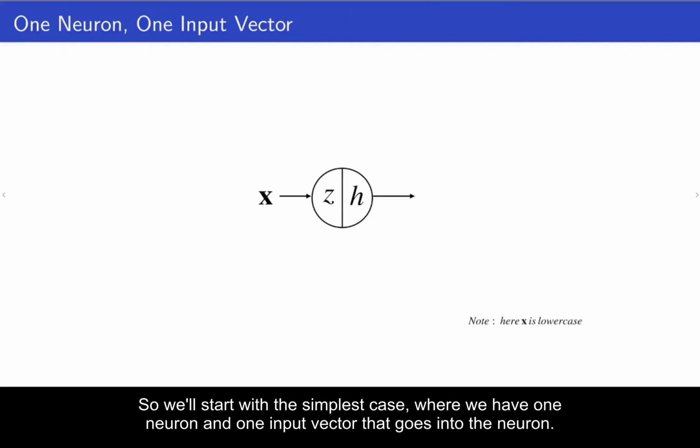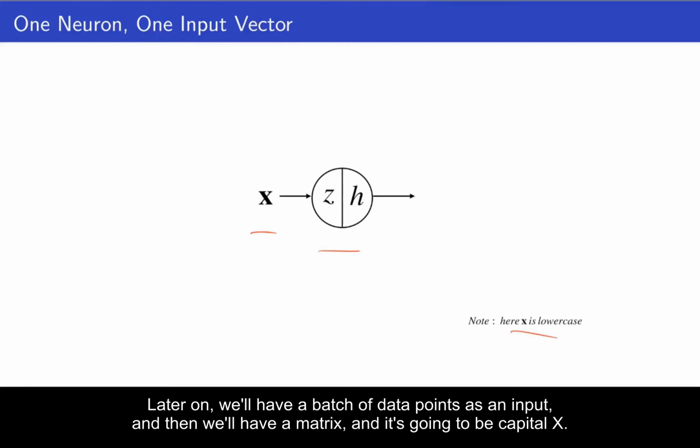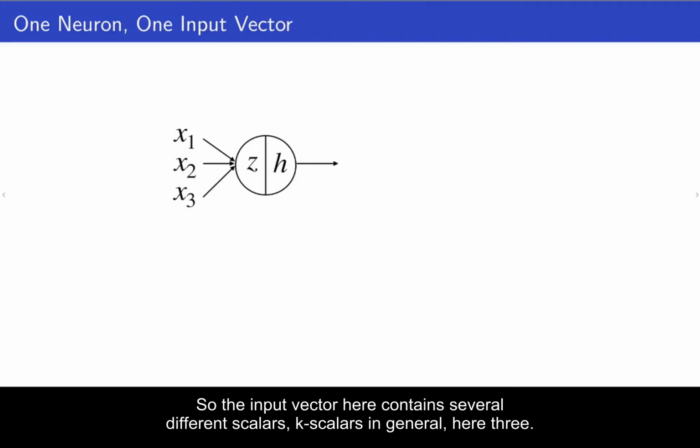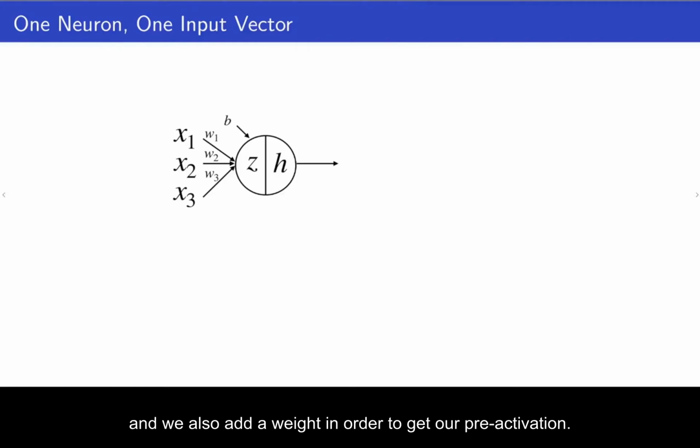So we'll start with the simplest case, where we have one neuron and one input vector that goes into the neuron. Notice that here x is lowercase, meaning that it's just a single input vector and not a matrix. Later on, we'll have a batch of data points as an input, and then we'll have a matrix, and it's going to be capital X. The input vector here contains several different scalars, k scalars in general, here 3. For each of these inputs, we have a weight that we multiply with it, and we also add a bias in order to get our pre-activation.